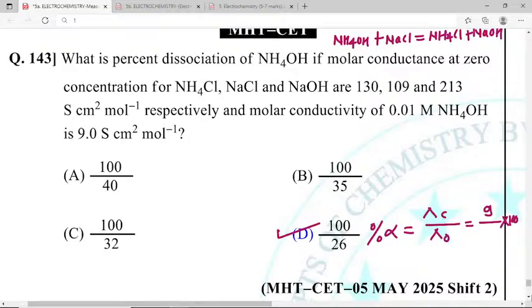Lambda C is the 9 value here, so 9 divided by lambda naught. So lambda naught is 234, and 9 divided by 234 is about 1 by 26. So 100 divided by 26 is your answer.